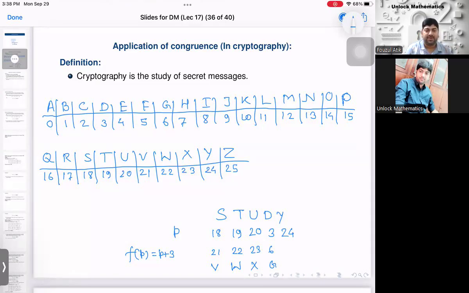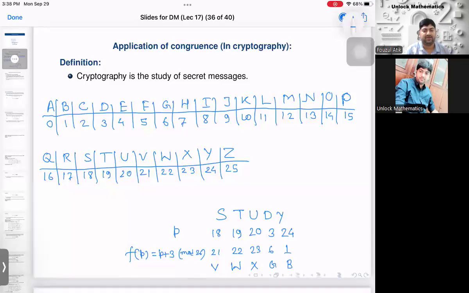Now what you have to do? You divide this 27 by 26. Then what remainder will you get? You'll get the remainder as 1. Correct? And then what does 1 stand for? 1 is representing B. So this Y will be replaced by B. Right? So this is not only P, it is P plus 3 modulo 26.